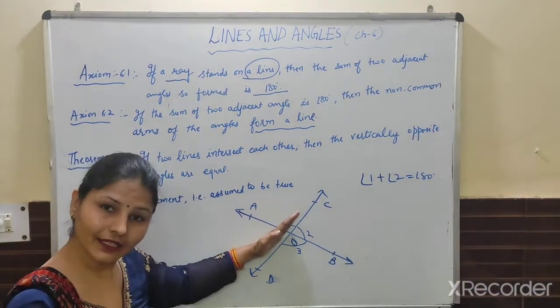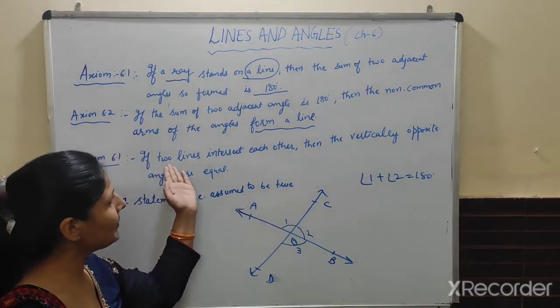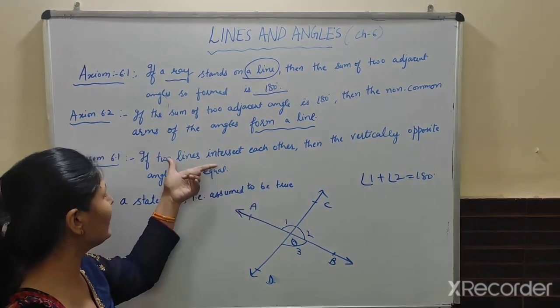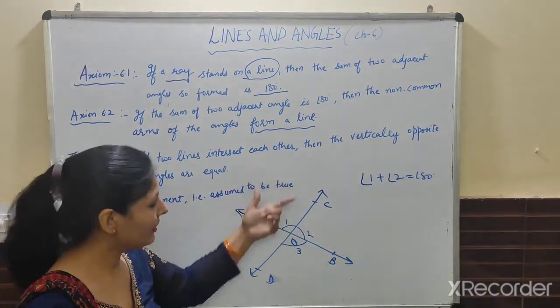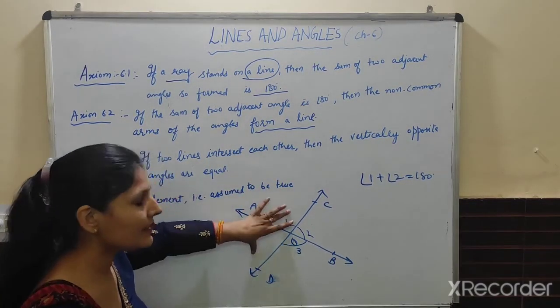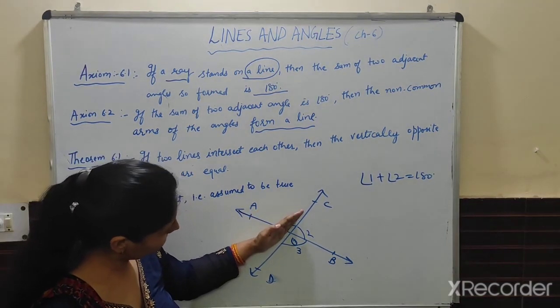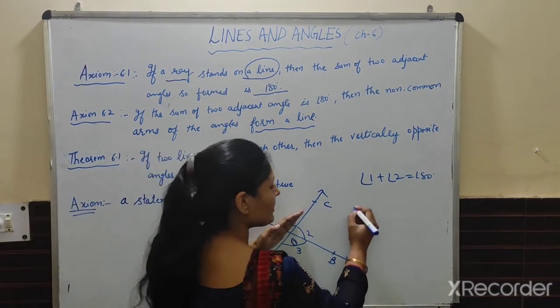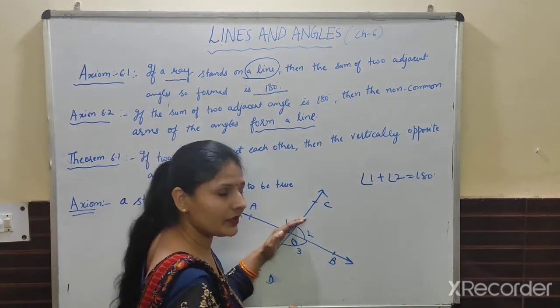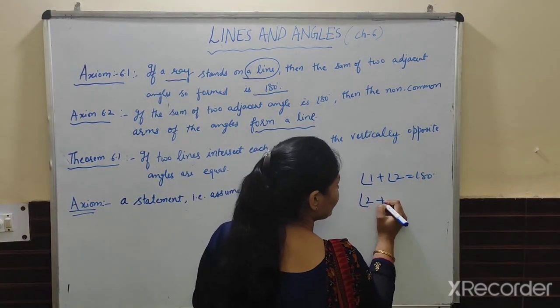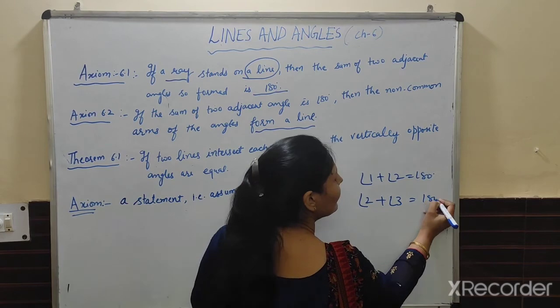Similarly, CD is a line. We are given that AB and CD are two intersecting lines. Two lines intersect each other. We have taken AB and CD as two intersecting lines. So CD is also a line. This means by axiom 6.1, angle 2 plus angle 3 will be 180 degrees.